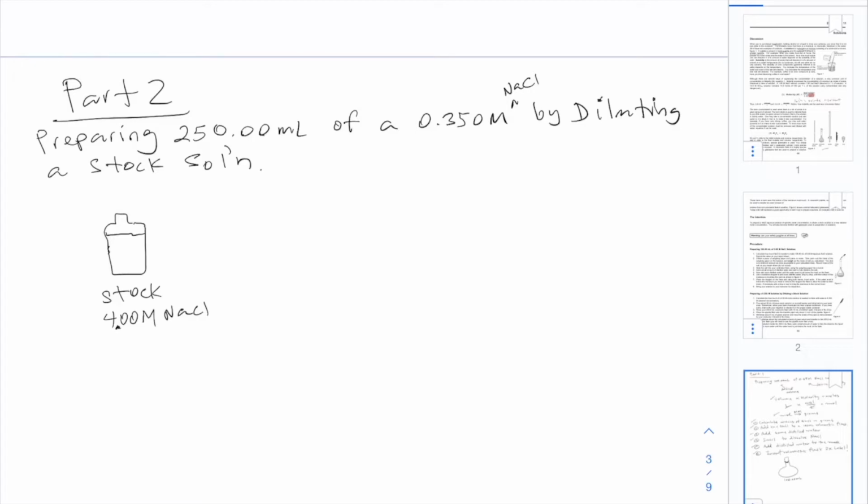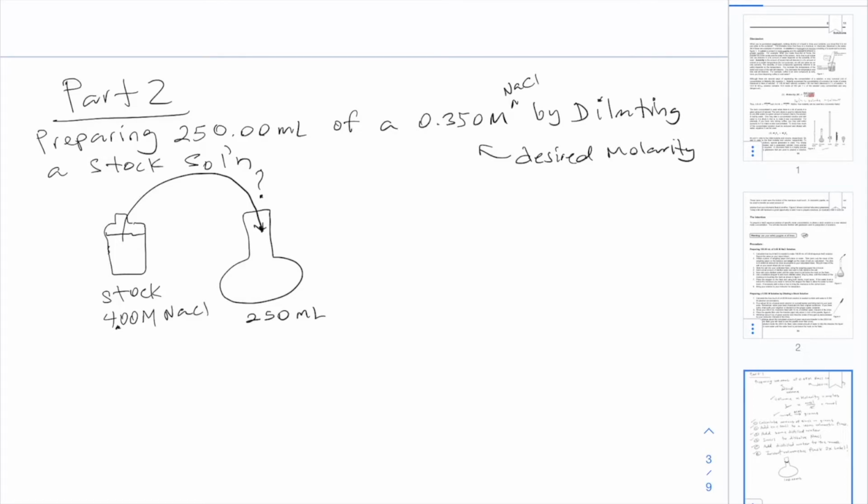And we need to figure out how much of the 4 molar salt solution we need to remove so that we can place it into a 250 milliliter volumetric flask. So we're going to remove some of this and place it inside. The question is, how much do we remove? Well, that depends on our concentration. We want to make 250 milliliters, and we want our concentration to be 0.350 molar. So this right here is our desired concentration. This right here represents our total volume that we desire.